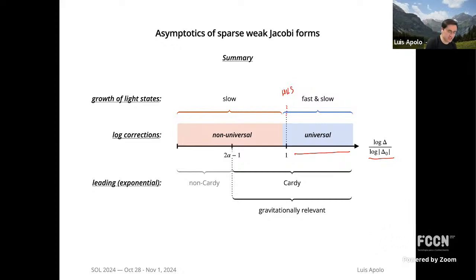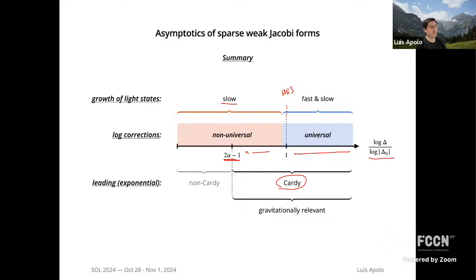However, if you're in this regime, you find that you can still find a Cardy type of growth for the leading exponential, but your log corrections will be non-universal, and the growth of your light states has to be slow. If it's not slow, our approximations break down, and you need to consider a lot of other terms that we have ignored. And if you're in the regime where this delta is less than this value, 2 alpha minus 1, then the formula for the leading behavior is not Cardy, and so it's not gravitationally relevant.